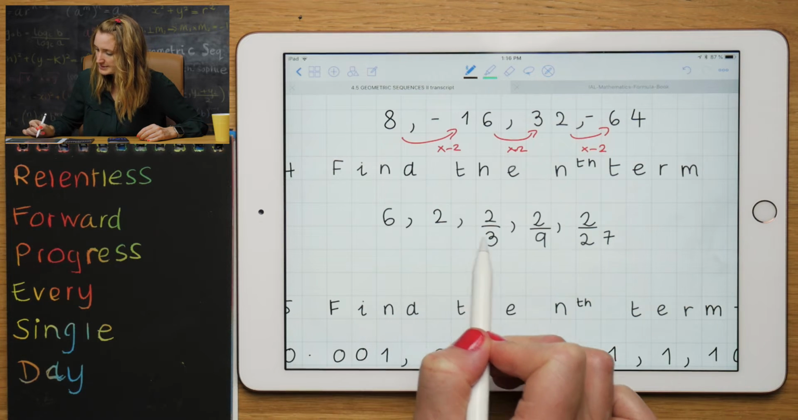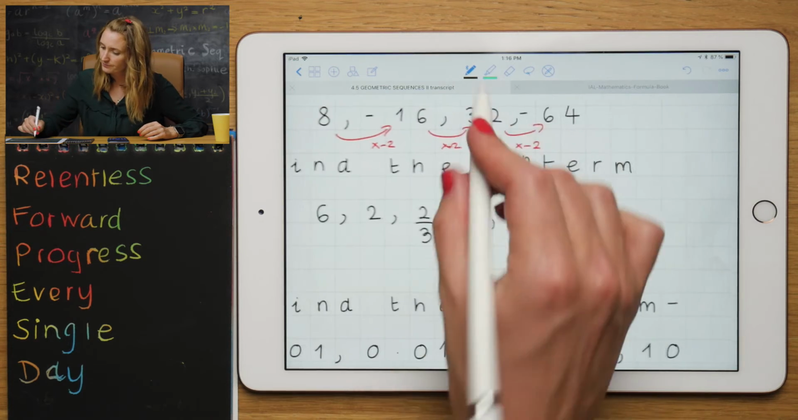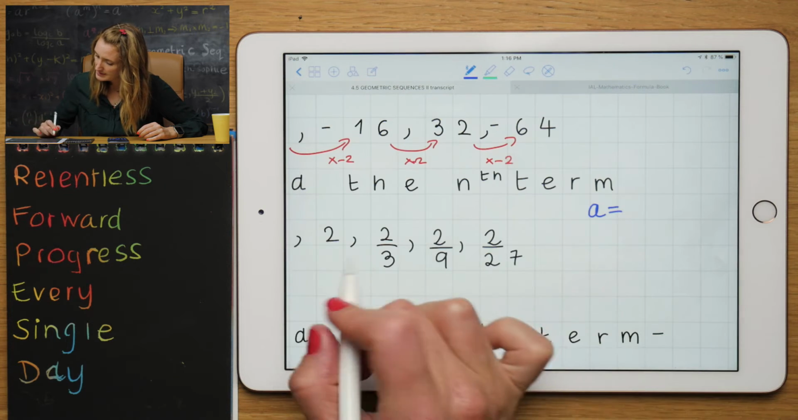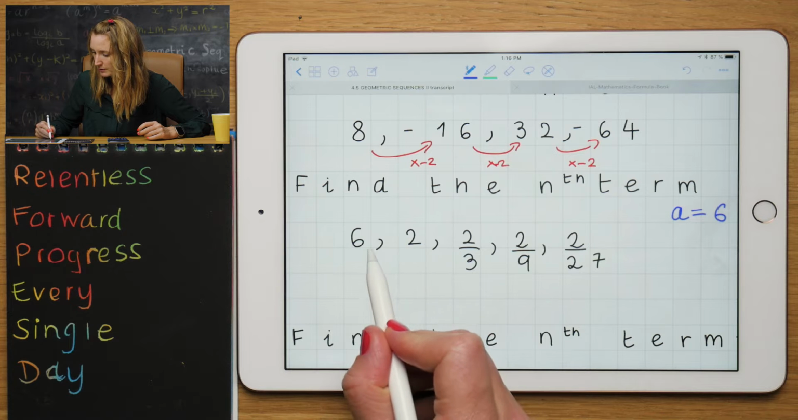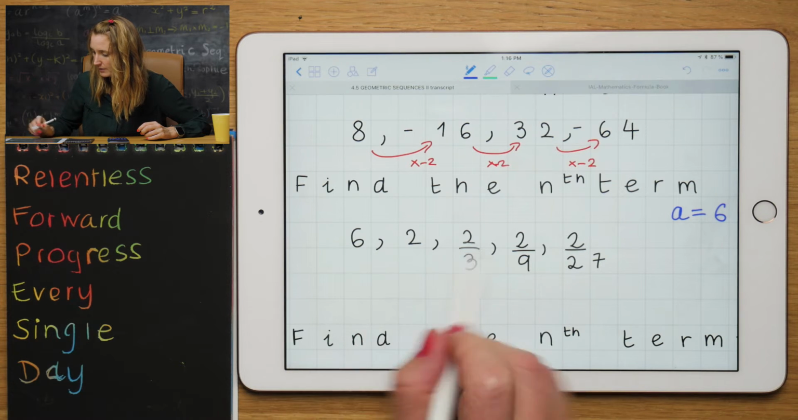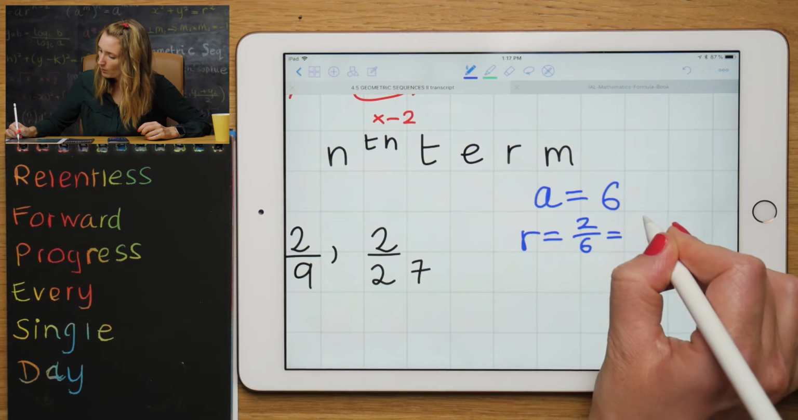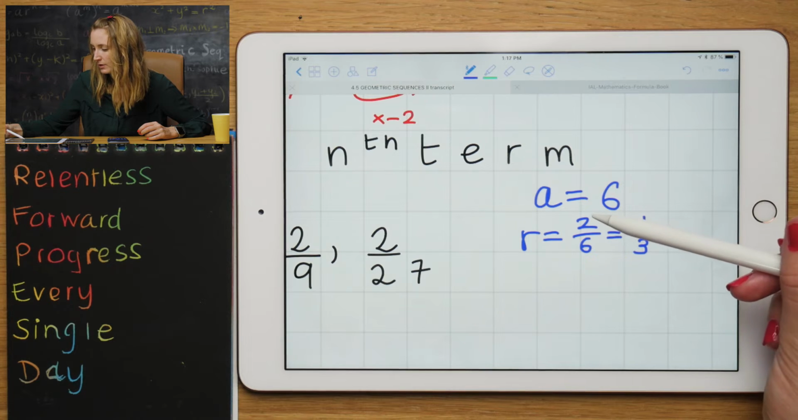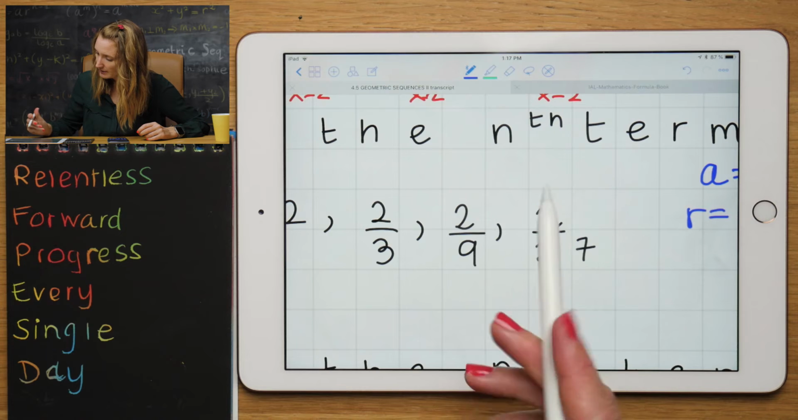Question 4, we've got a decreasing sequence, so we know that r has to be a fraction. A is the first term, which is going to be 6. Now, to work out my r, 2 divided by 6, and I'm going to cancel that down to be 1 over 3. I can divide both my numerator, the number on the top, and my denominator by 2. And you can check if that works.